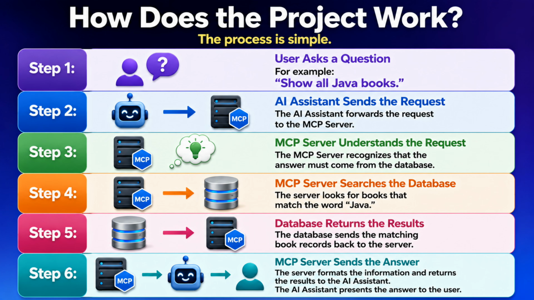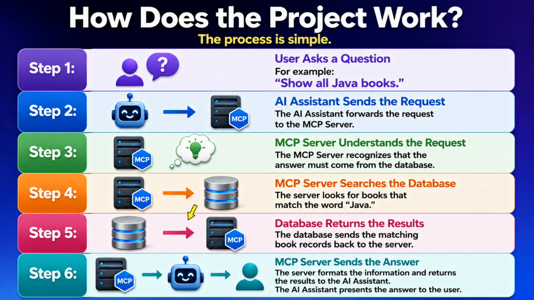Now we will see how the project works. Step 1. User asks a question. For example, show all Java books. Step 2. AI assistant sends the request. The AI assistant forwards the request to the MCP server. Step 3. MCP server understands the request. The MCP server recognizes that the answer must come from the database. Step 4. MCP server searches the database. The MCP server looks for the books that match the word Java.